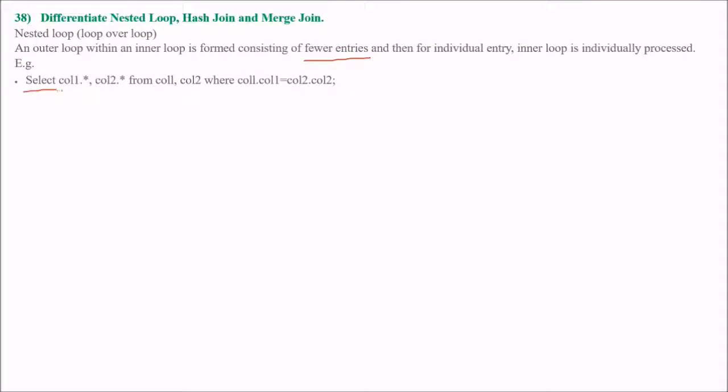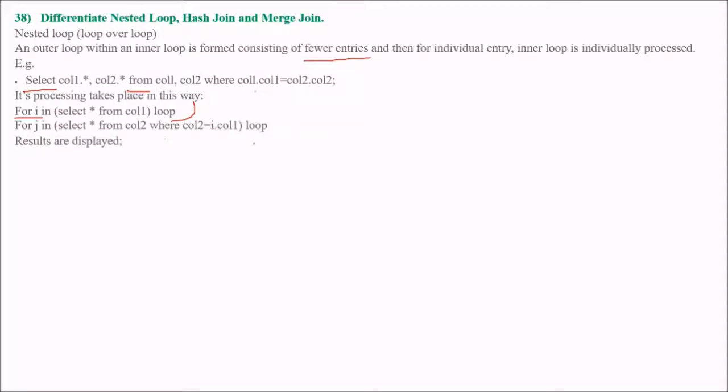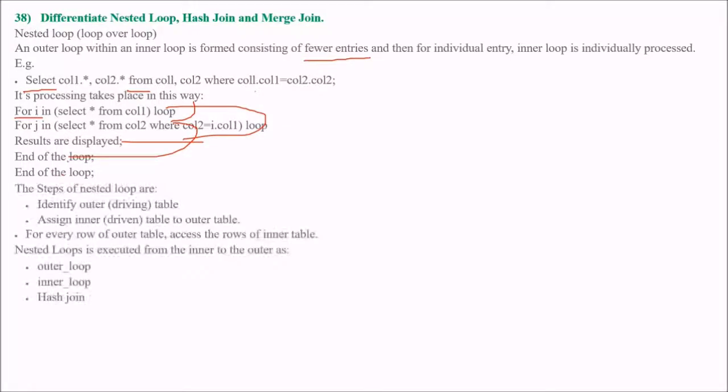For example, select col1.*, col2.* from col1, col2 where col1.col2 is equal to col2.col2. This is just an example. So the processing takes place in this way. For i, this is a loop. Select star from column 1 loop, and for j, this is again a loop, and results are displayed. So you have a loop inside a loop, that is the nested loop.